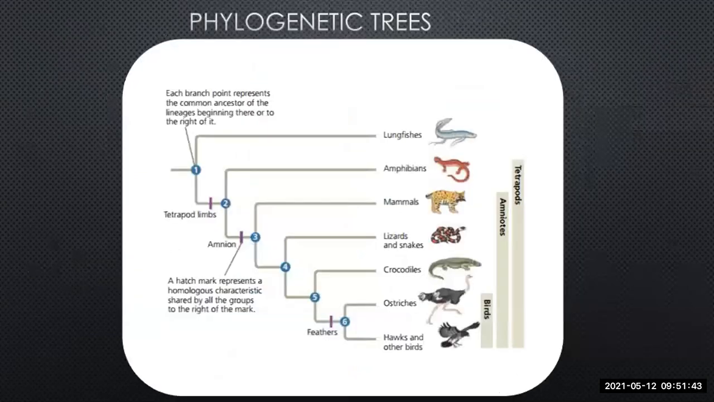And so you've probably seen phylogenetic trees before, but I just want to go over how we analyze them and think about them. And so generally speaking, they're drawn as these branching groups. And in this case, we're looking at very, very broad groups, right? We're looking at lungfishes, amphibians, mammals.